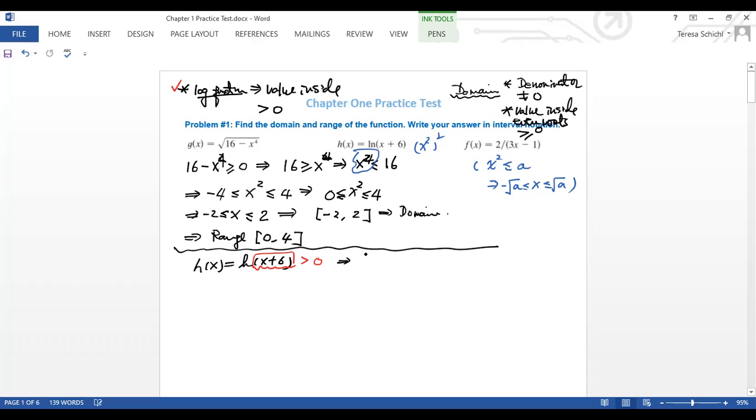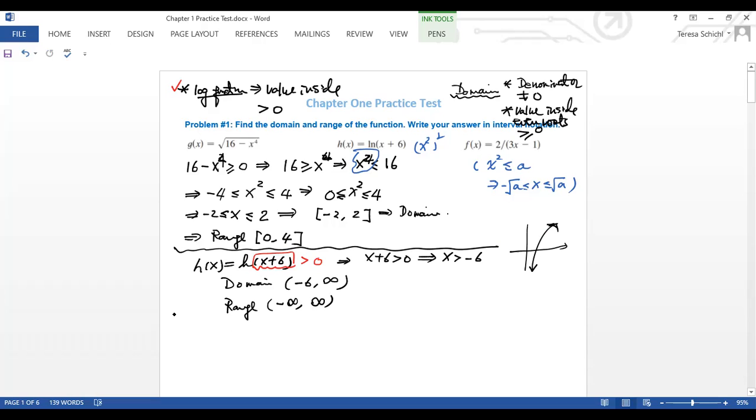So I have x plus 6 is greater than 0. So what is my x? Greater than -6, right? So my domain here is going to be from -6 to infinity, and the -6 is an open parenthesis. And then for the natural log function, the range is going to be from -infinity to positive infinity, because we know the log function looks like that, correct? So it's from -infinity to positive infinity.